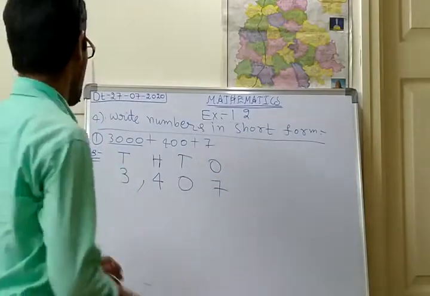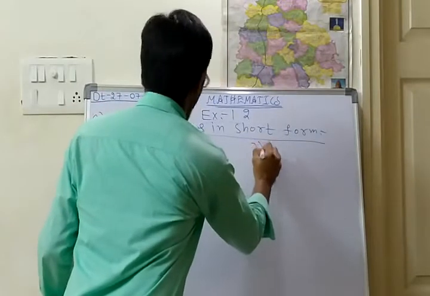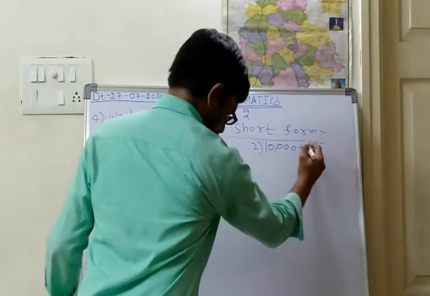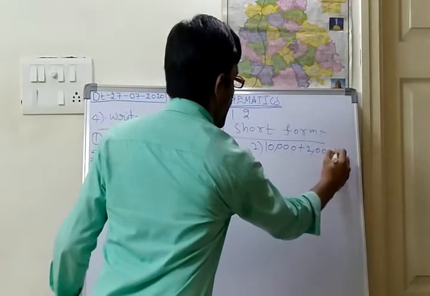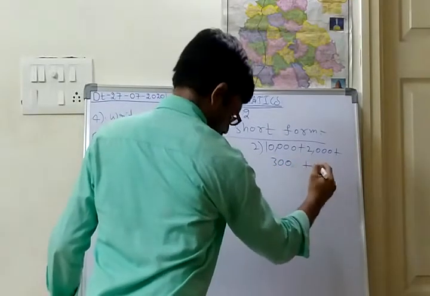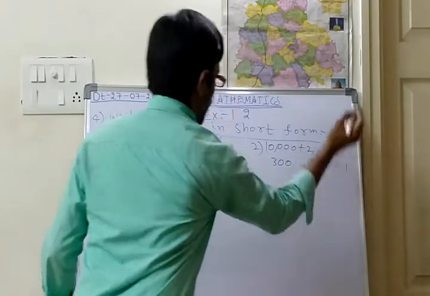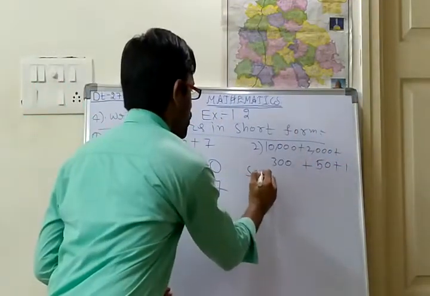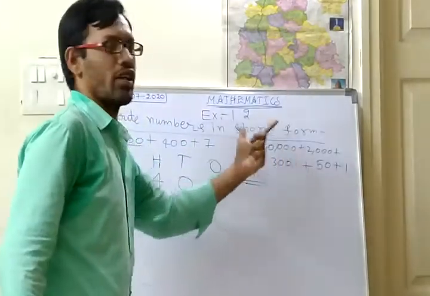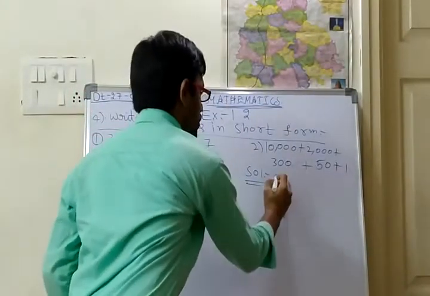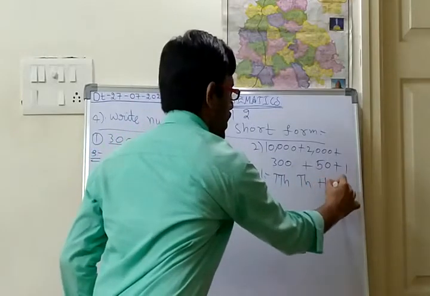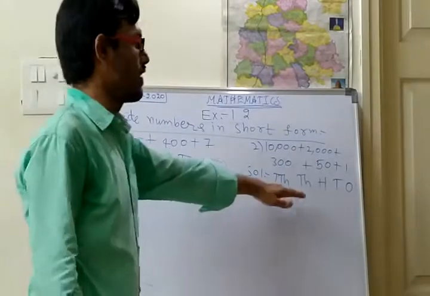So next, the second one I am doing. It's a very easy concept. 10,000 plus 2000 plus 300 plus 50 plus 1. For this solution, what is the first number? 10,000. 10,000 means there should be 5 digits. So ten thousands, after this thousands, next hundreds, tens, ones. So like this you should write the 5 digit place names.